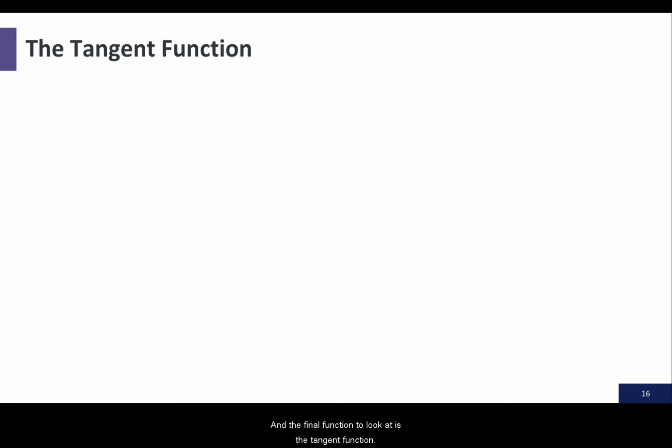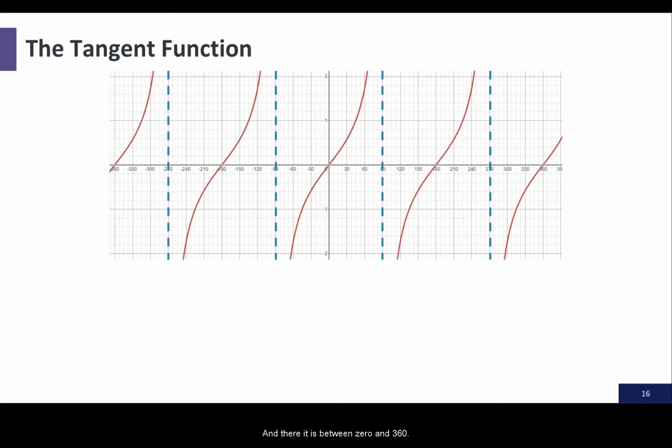And our final function to look at is the tangent function. It is unlike the other two. And there it is, between 0 and 360. Pause the video and write down any features that you can see. The first feature to see is it has a period of 180 degrees. It repeats itself every 180 degrees.